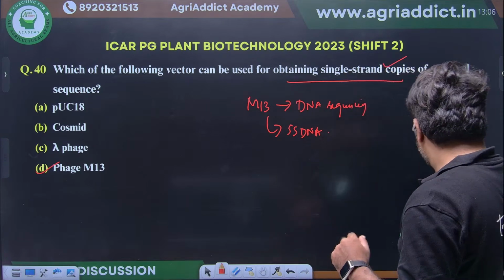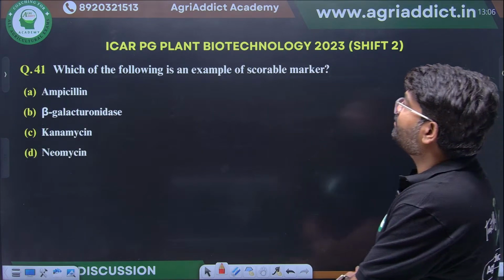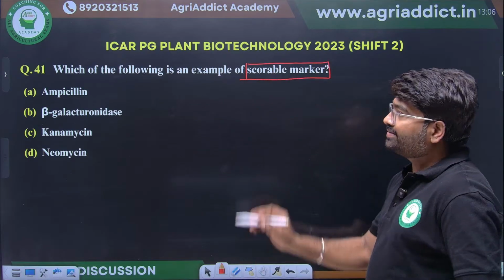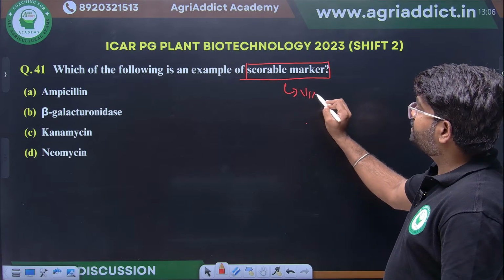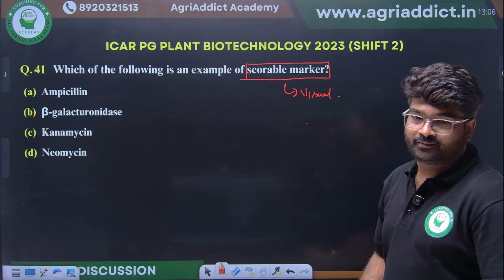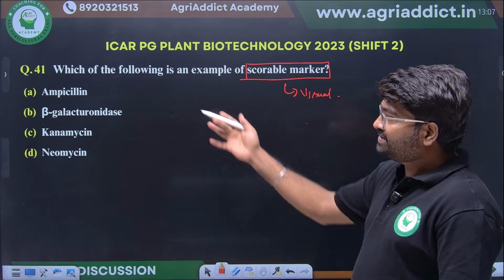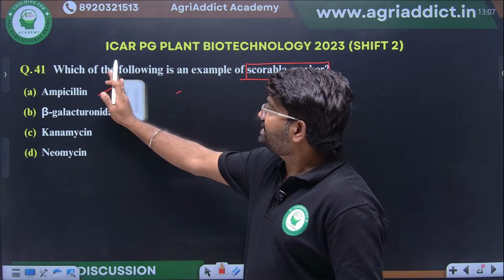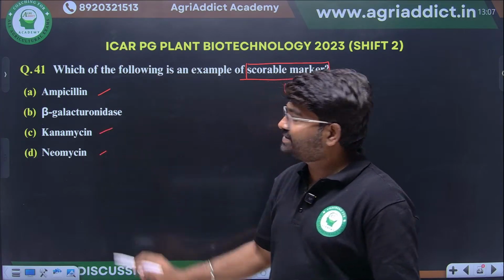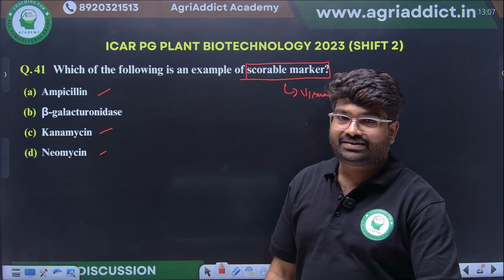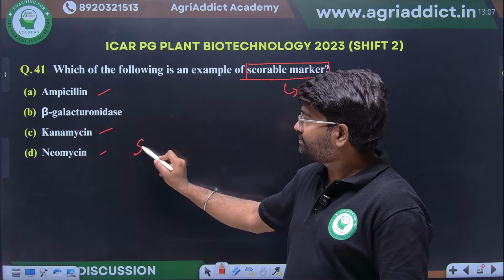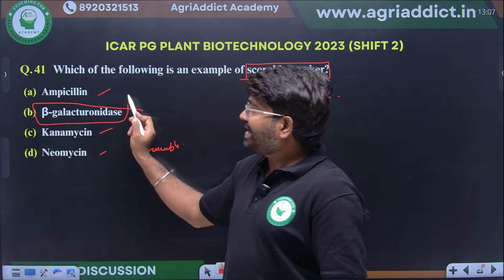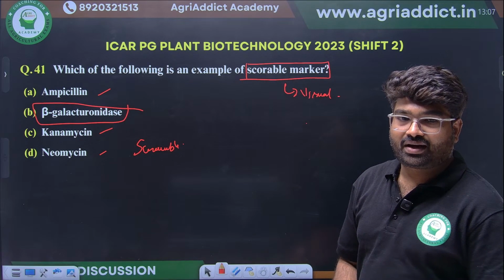Okay, very good, students. Next, which of the following is an example of scorable marker? Scorable, we can say visual interpretation we can do. Which is the odd one out? Ampicillin, kanamycin, neomycin, these are all selectable markers. Beta galactosidase is a scorable marker.